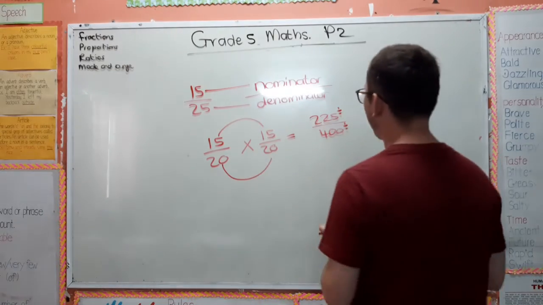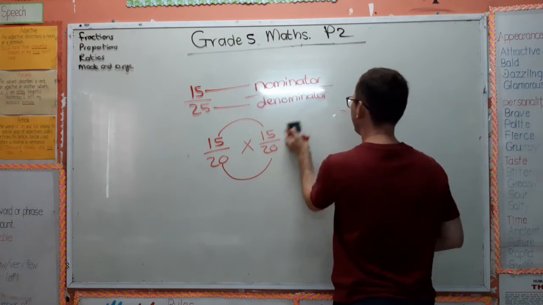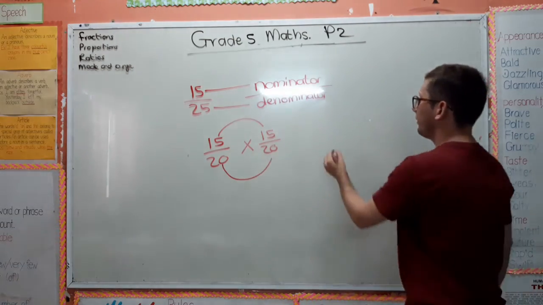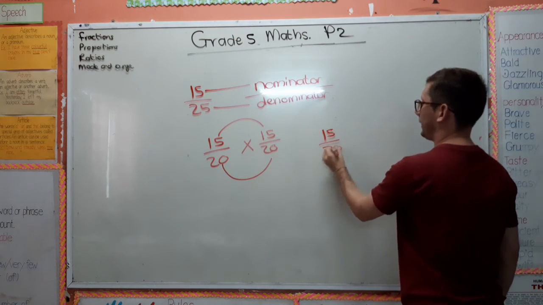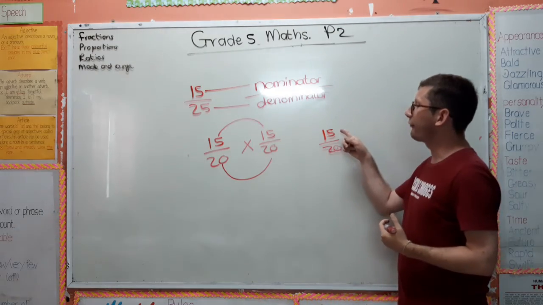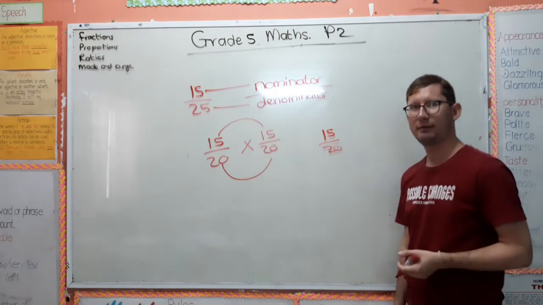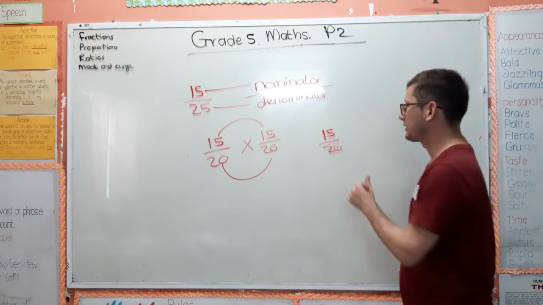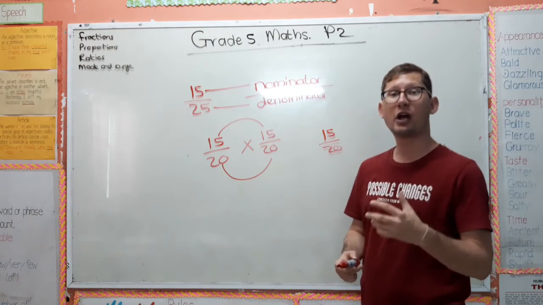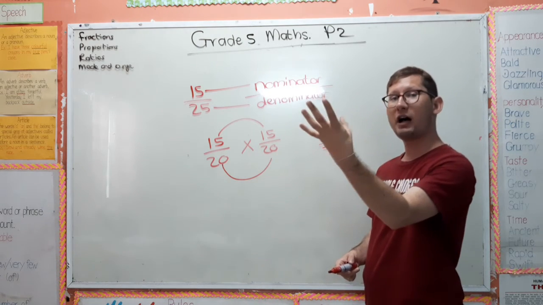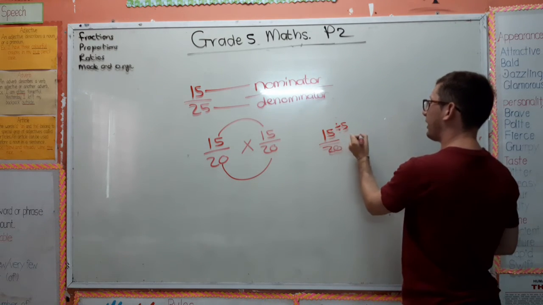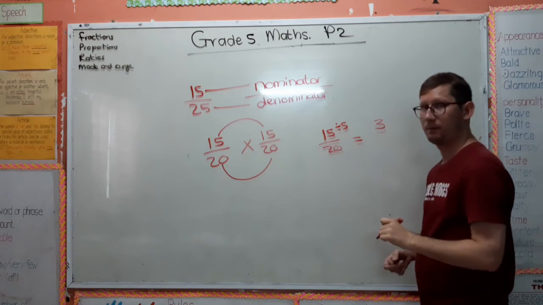Let's have a look if we have 15 out of 20. Let's reduce that one. What is the highest number that goes directly into 15 and 20? That would be 5. So, how many times does 5 go into 15? Let's count: 5, 10, 15. So 15 divided by 5 gives us 3.